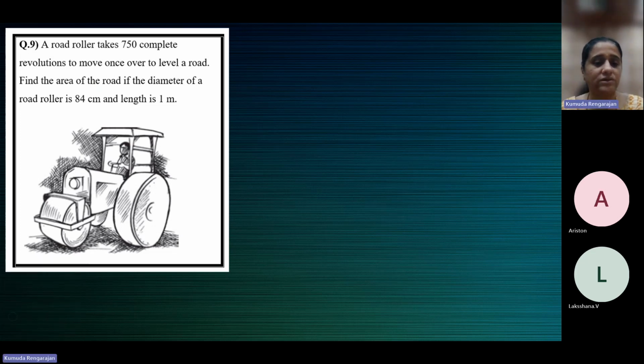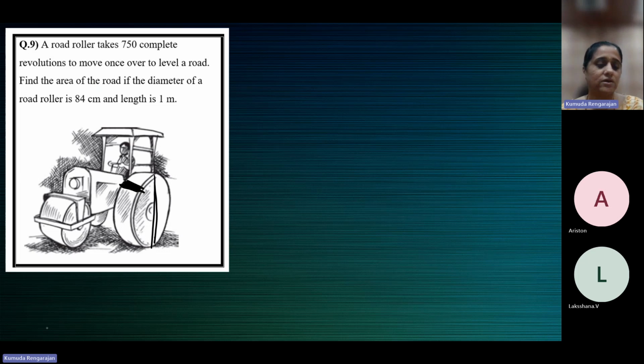So see here, this is the length of the road roller. The radius is here. The diameter is this one. So diameter and the height. This is the height of the road roller, not this one. This one is the diameter of the road roller, and this one is the height of the road roller.